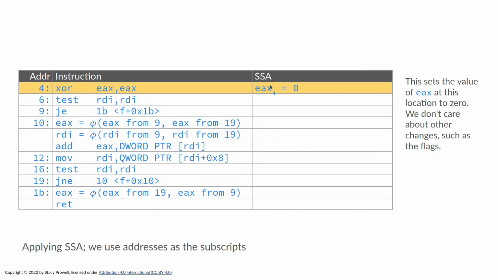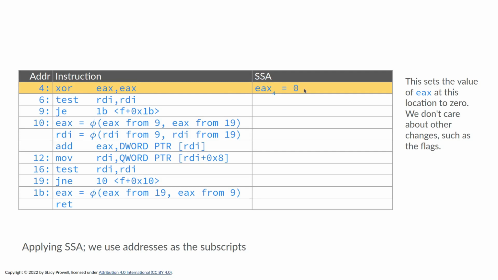Why? Just convenient. So at address 4, EAX4, EAX sub 4 is getting set to 0. All right? EAX0 would be the initial one. EAX4 is the value of EAX at offset 4. I said equal to 0 here. I could have said EAX4 gets EAX0 exclusive ORed with EAX0. That's true, right? But there's no reason for me to not say what I know, which is that it's 0. And so I'll just say that right here.